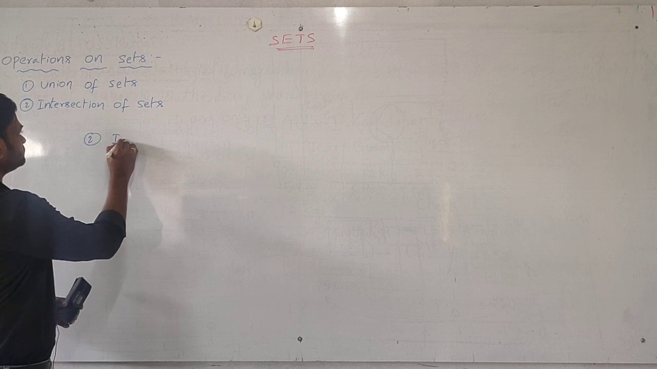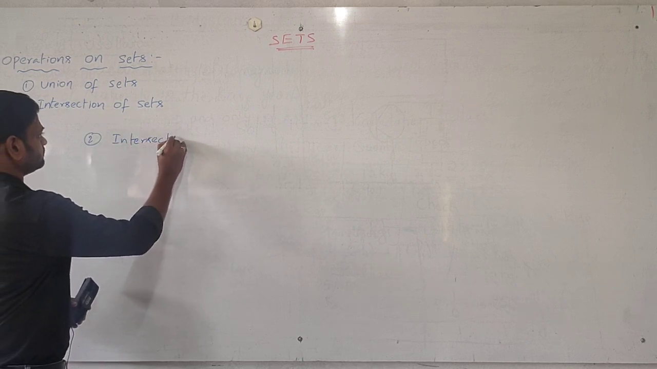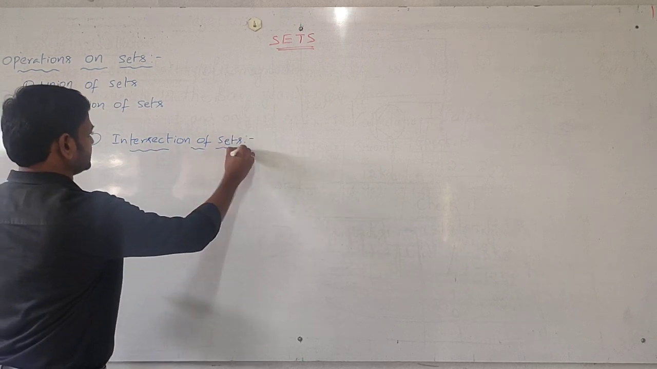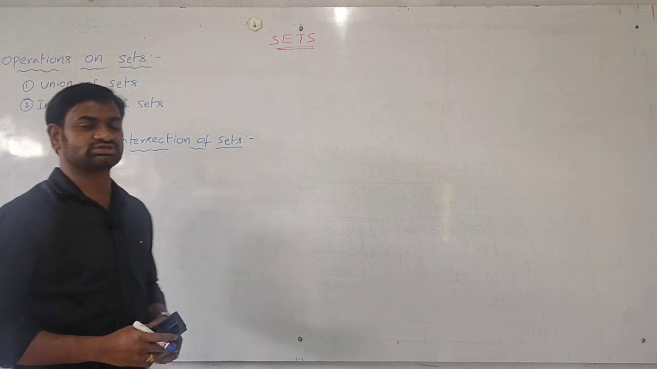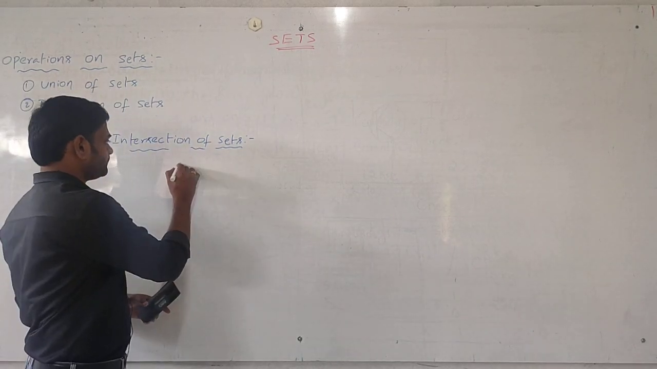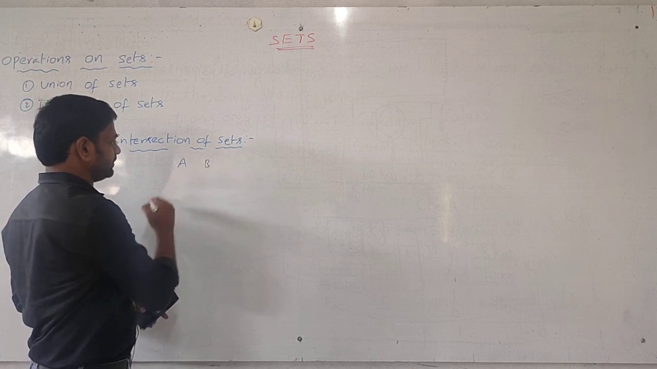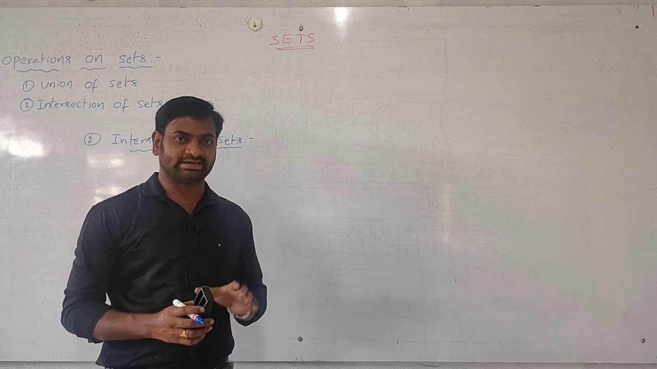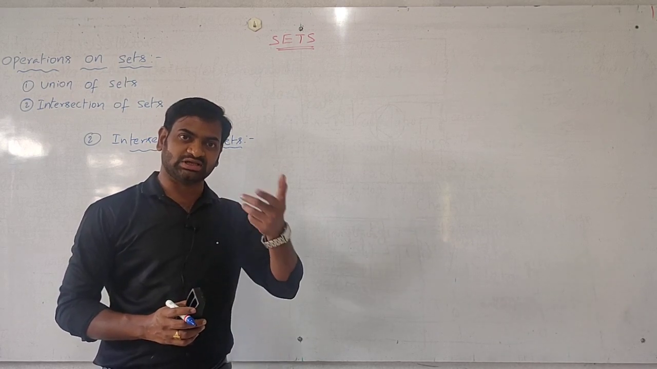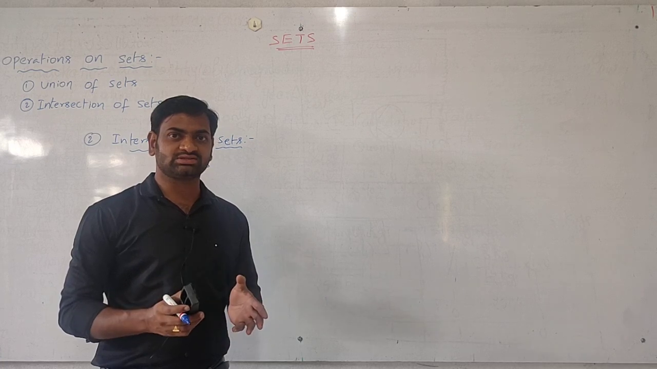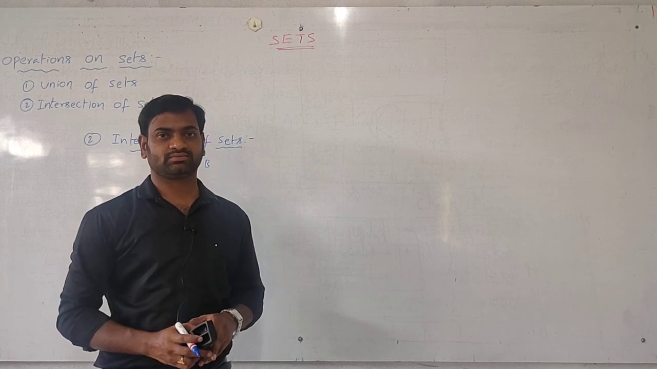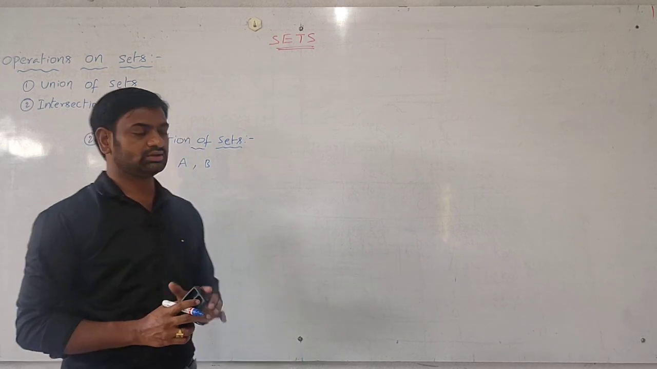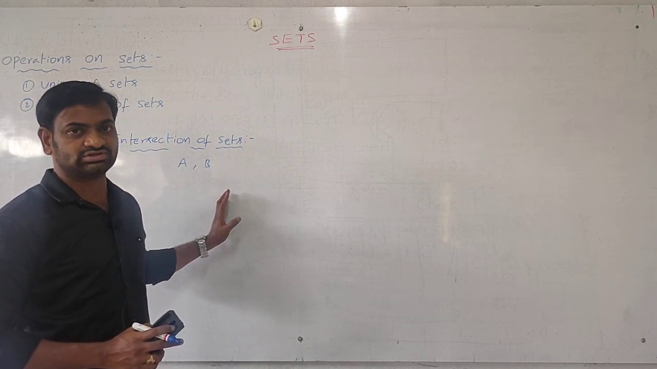Second one, intersection of sets. Now see here, capital A and B are 2 sets. The intersection of these 2 sets is another set which contains the common elements, the same elements in A and B. That is the intersection of these sets.